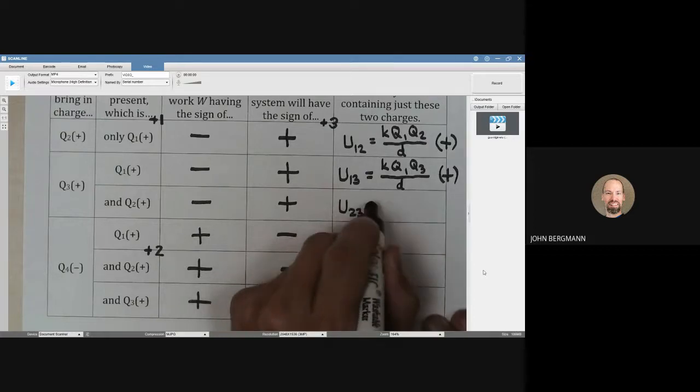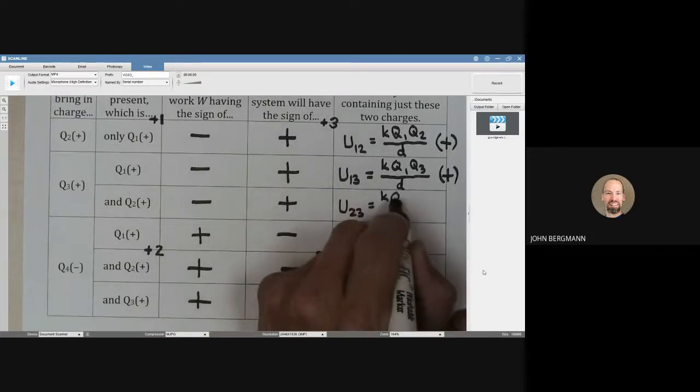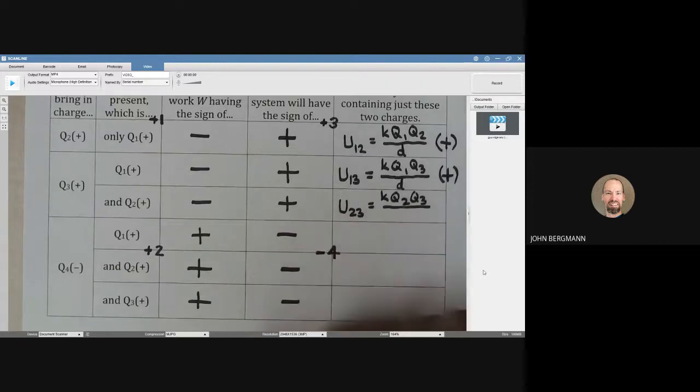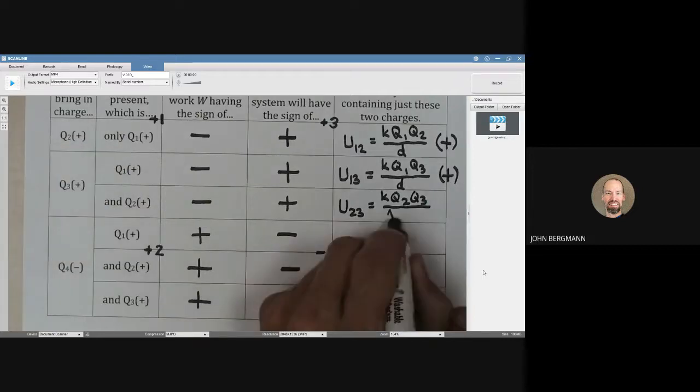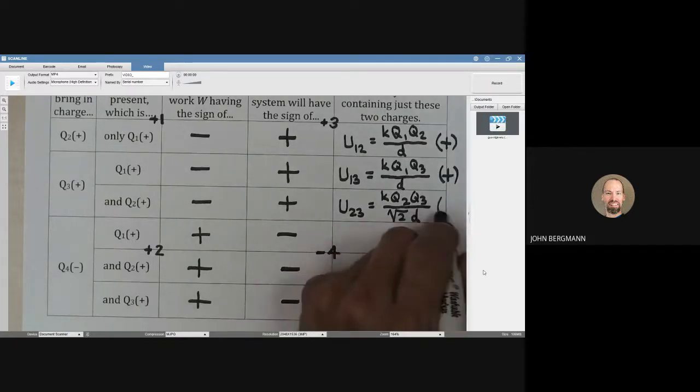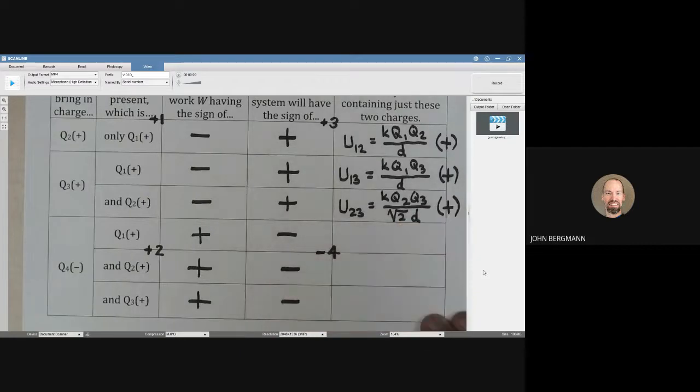2 and 3, K, Q2, Q3. Now, what's the distance between 2 and 3? We need to be careful here. These are at opposite corners, so it's not going to be D, is it? It's going to be root 2 D, 45, 45, 90, right triangle. And those two charges are positive, and when you multiply two positives together, you get a positive number, just like that.